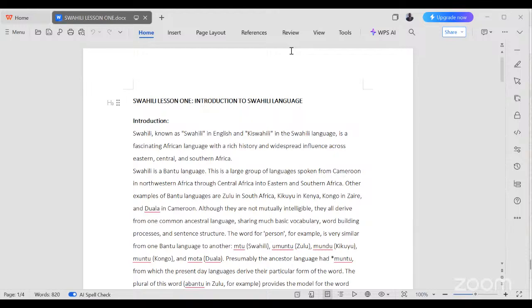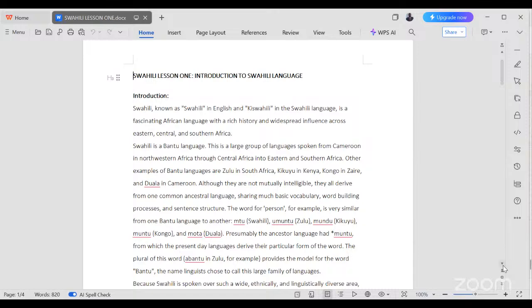So currently Swahili is actually spoken with majority of Bantu language groups. And as I've said, Bantu language group is spoken, or Bantu is spoken in some parts of Cameroon, in northwest of Africa, through also Central Africa, into the eastern and southern part of Africa. The example of Bantu languages are Zulu. We know, I think we all know about Zulu language, and some of us might be coming from the Zulu here.